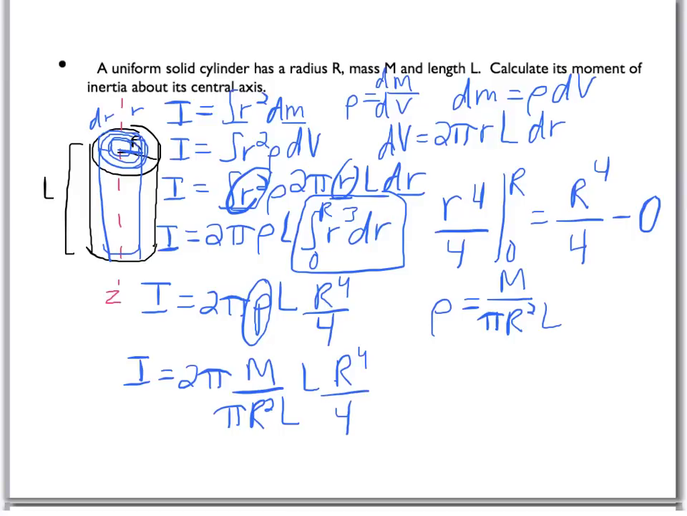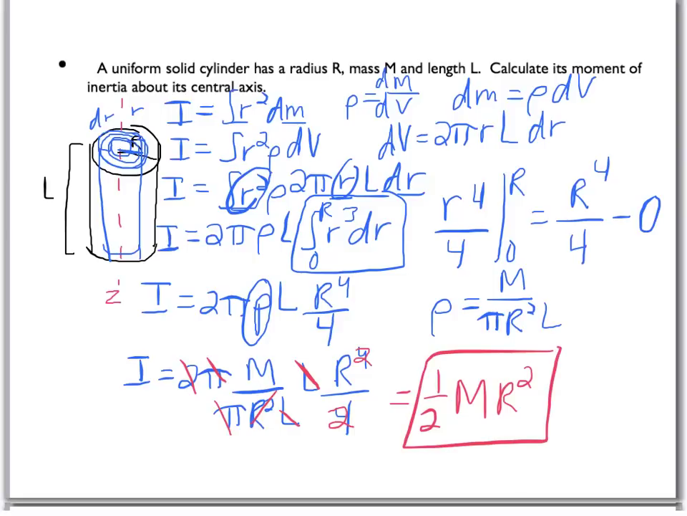Now we can do some simplification. We see that this 2 and that 4 could simplify, the pi's would cancel out, the L's would cancel out, 2 of these r's would cancel with 2 of those, and ultimately what we would be left with would be our 1/2. We'd have a big capital M still in there, and we would have an r squared left in there as our final answer.